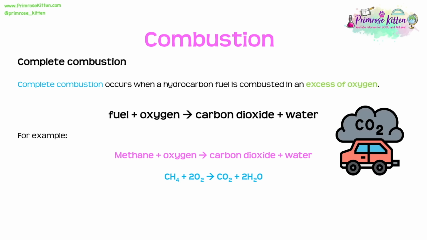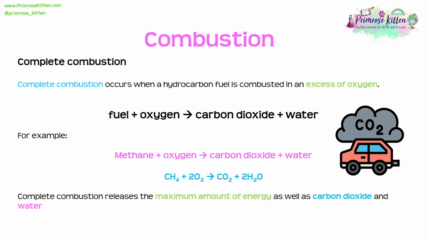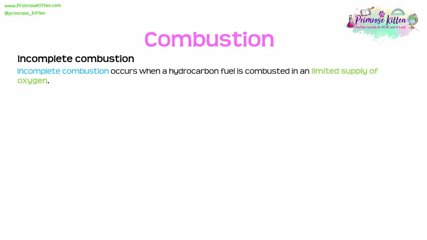We need to make sure that we can write the balanced symbol equation for these equations too. So make sure you're familiar with the formula of the alkanes. Make sure you know the formula of oxygen, carbon dioxide and water, and you're happy balancing these equations. Now, the great thing about complete combustion is that we release the maximum amount of energy. Downsides, though, are that we release carbon dioxide, which is a greenhouse gas, and water.